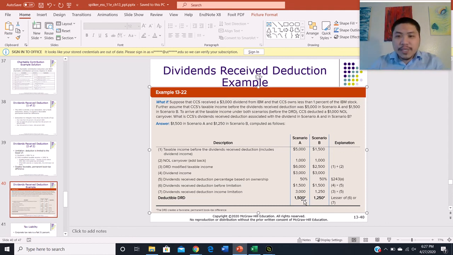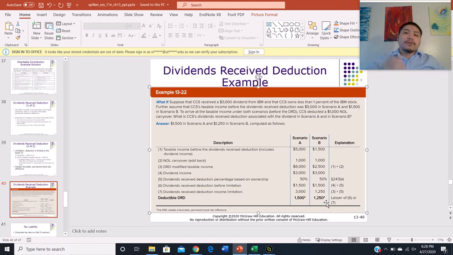In scenario B, the taxable income before any dividends received deduction was $1,500, right? So again, we also have to add back the net operating loss carryover of $1,000. So the DRD modified taxable income now is $2,500, and the dividend income is $3,000. First we calculate 50% of the dividend income, and that gives us $1,500. Then we also have to calculate 50% of the DRD modified taxable income, which is 50% of 2,500, and that gives us 1,250. Because 1,250 is smaller than 1,500, we have to use 1,250 as the deductible DRD.